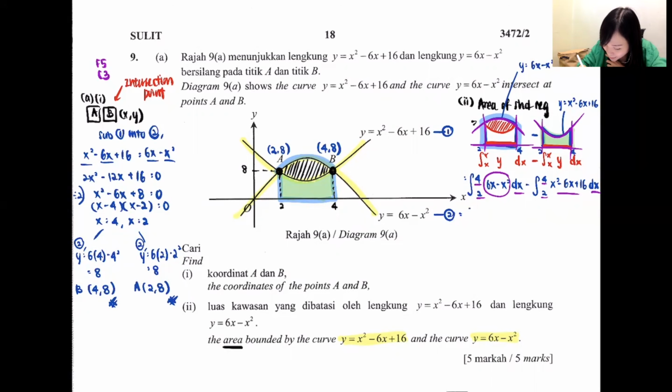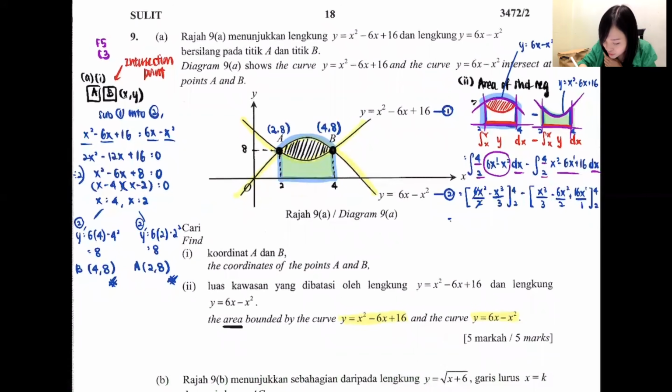Let's start to integrate. Power plus 1, divide. 1 plus 1, 2, divided by 2. 2 plus 1, 3, divided by 3. Sub 4 and 2 inside. Same for the other one. 2 plus 1, 3, divided by 3. 1 plus 1, 2, divided by 2. 16 doesn't have x, so it's x power 1 over 1. And remember to sub 4 and 2 inside. Okay, those I can simplify. I simplify first, I think it's easier for us to sub. So guys, sub 4 inside minus sub 2 inside.